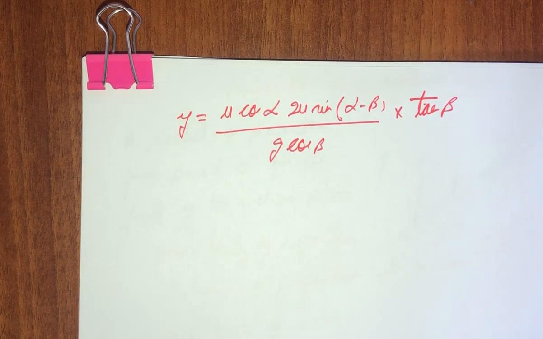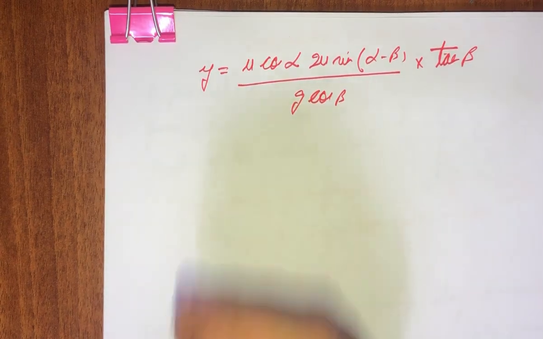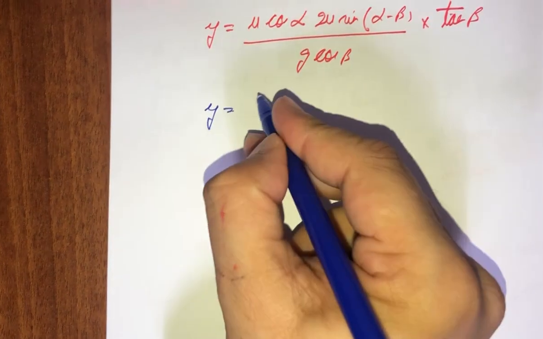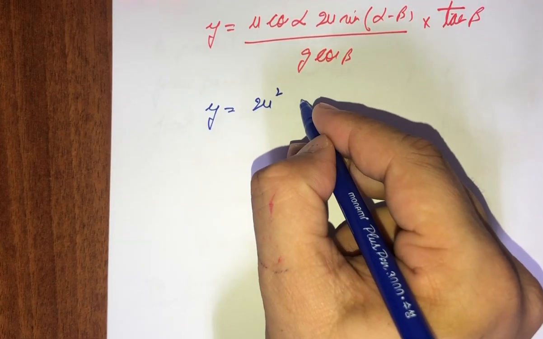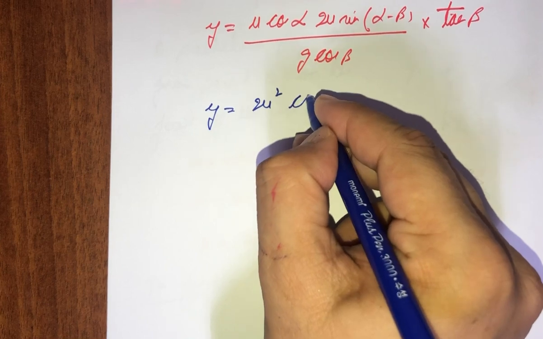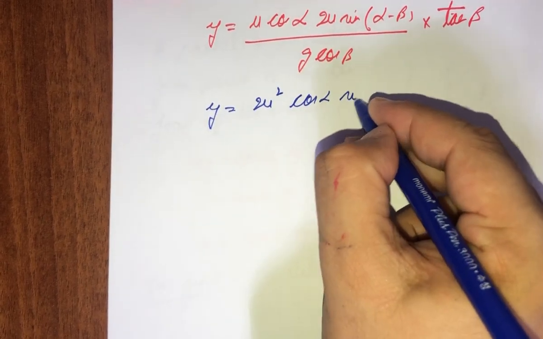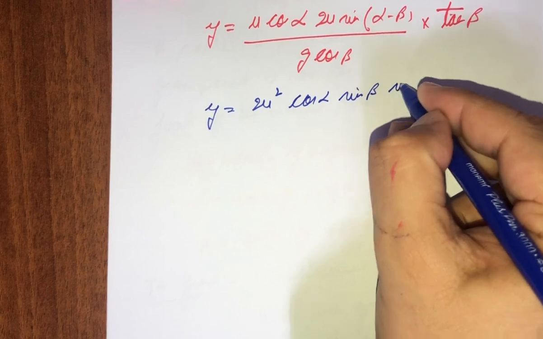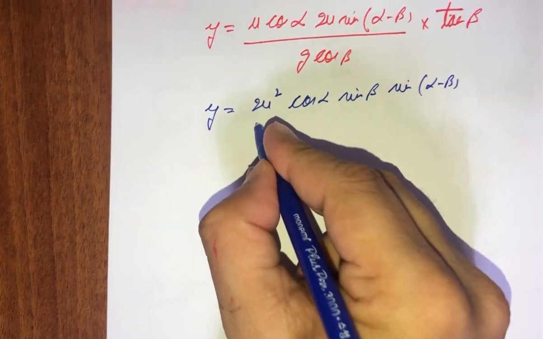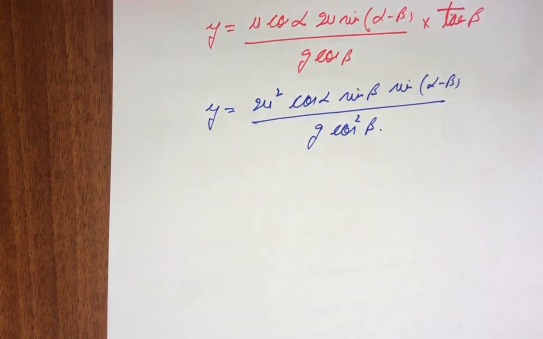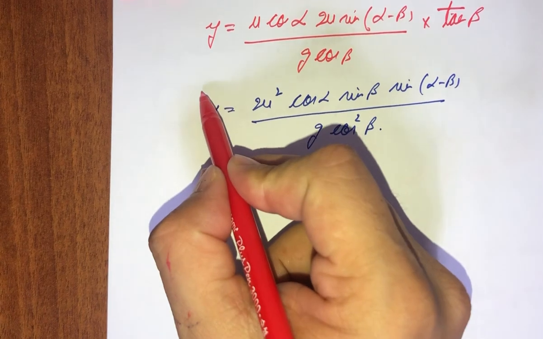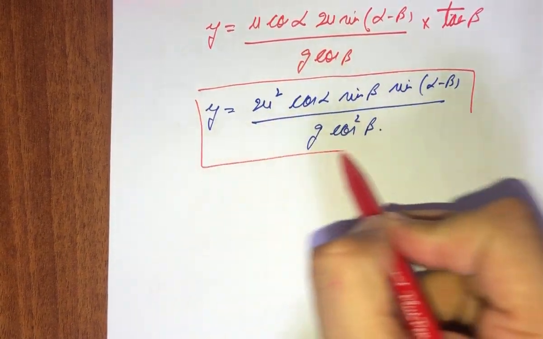So we can write tangent of beta as sine beta over cos beta. So we get y is equal to 2u square cos alpha sine beta sine of alpha minus beta divided by g cos square beta. So this is the vertical height based on method 2.